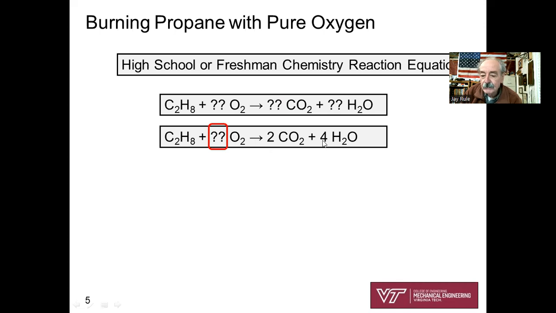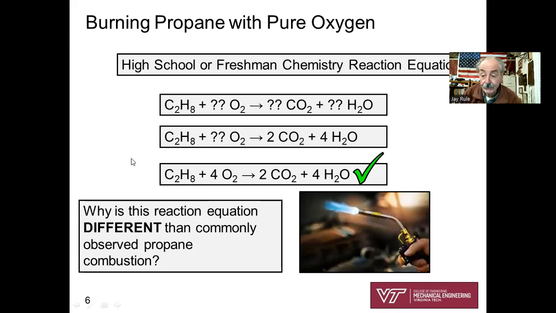And so once you've got 2 and 4, then you come back to figure out how many O2s I need to balance my equation. Well, I need 2 O2s plus, well, that's a single O, so I need 2 more of them, right? 4 single O's is going to be 2 O2s. So that's going to be 2 plus 2. That's going to be 4, isn't it? Yes. Thank goodness I got that right. So there is our chemical reaction equation for burning propane with pure oxygen.